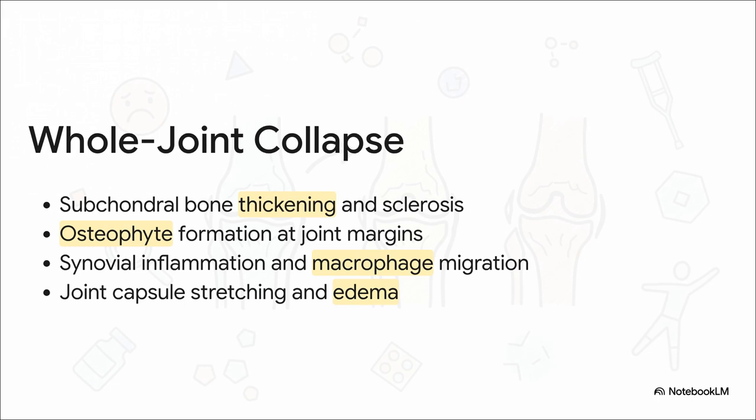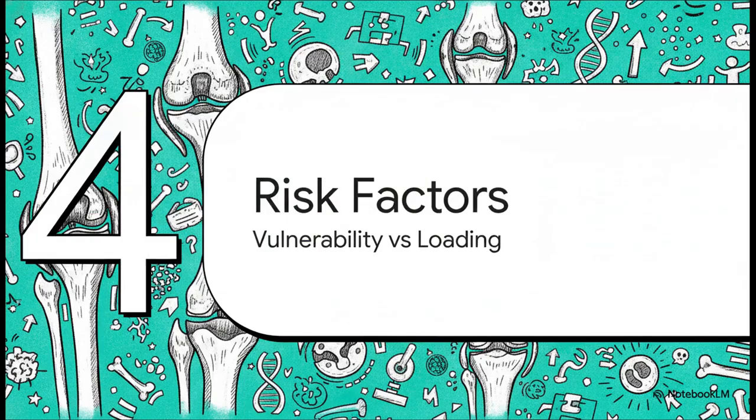Add in macrophages migrating into the synovium to cause inflammation, plus the joint capsule itself stretching out and swelling up with fluid, you can really see why this is defined as total joint failure. Moving right along to Section 4, risk factors, specifically vulnerability versus loading.